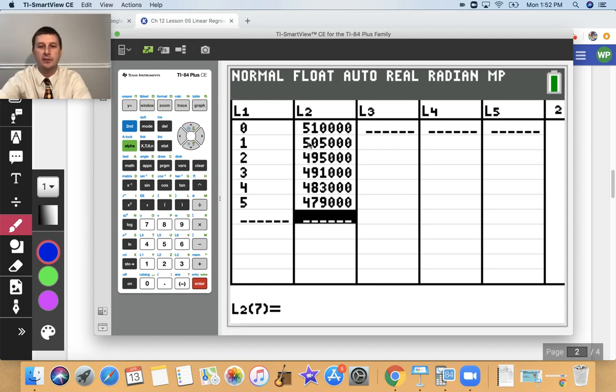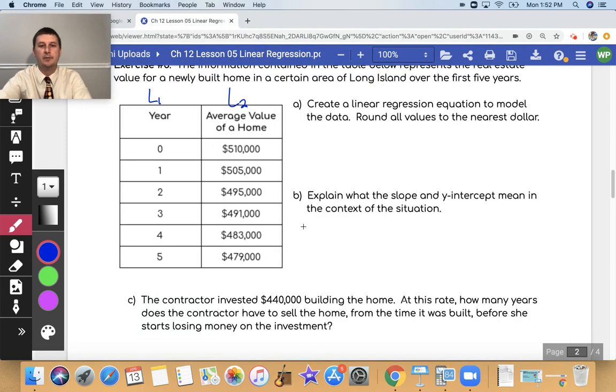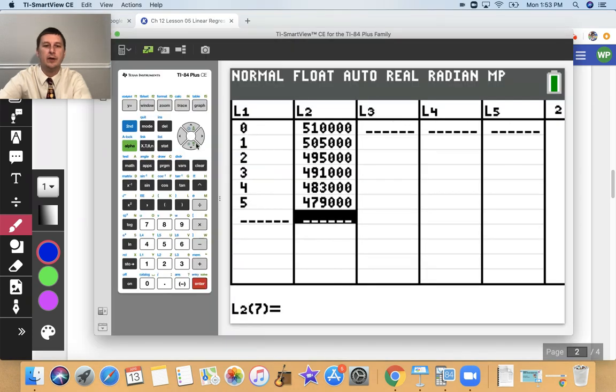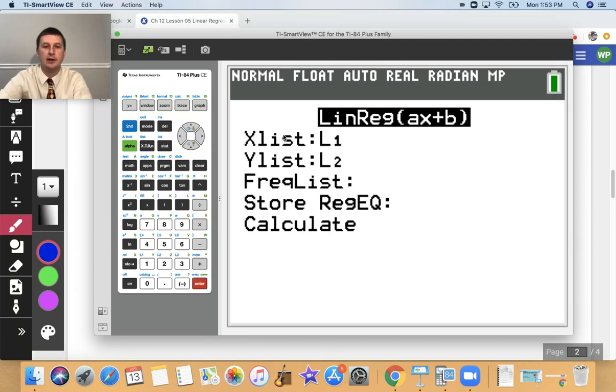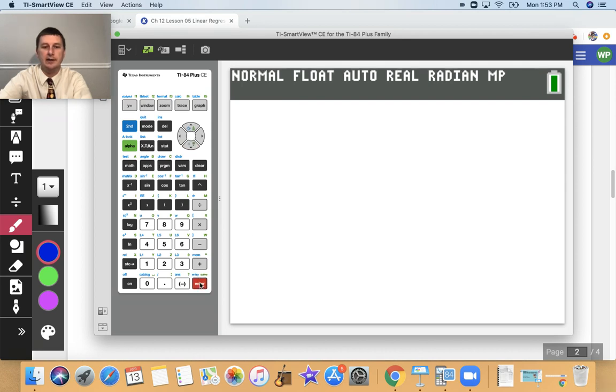The value of the home, it looks like it's decreasing. But now in our linear regression equation, we're going to be able to see by what pattern it is decreasing exactly. So again, we want to go to stat and then over to calc. Once we get there, we want to go down to linear regression, option number 4, and click enter. All of our lists should be in place as shown there, and we're going to click on calculate next.